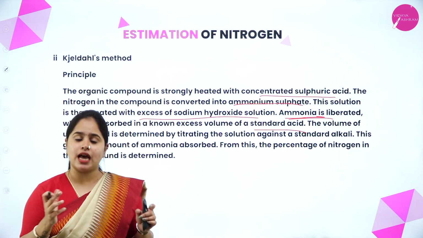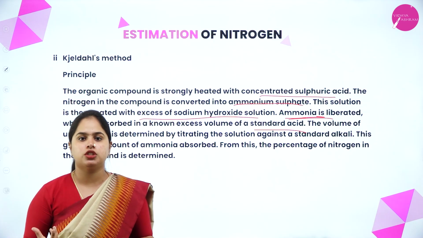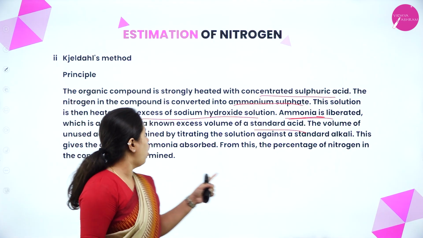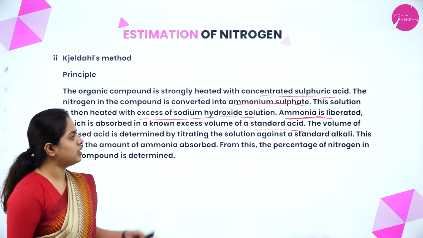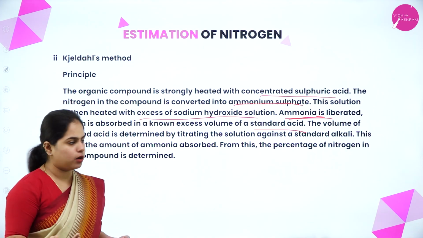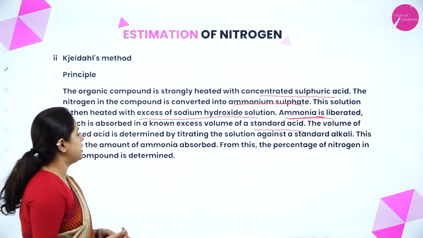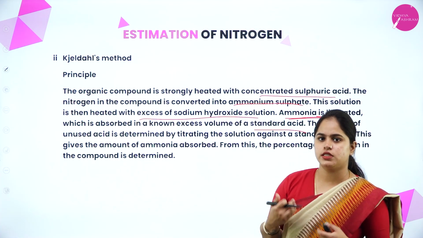Why standard acid? Standard means the molarity will be known. So, I know the concentration of this acid, right? And the volume of the unused acid is determined by titrating the solution against a standard alkali. Now, this gives the amount of ammonia absorbed, and from this the percentage of nitrogen in the compound is determined. So, what does this whole of this mean?